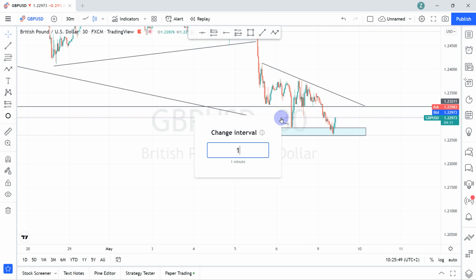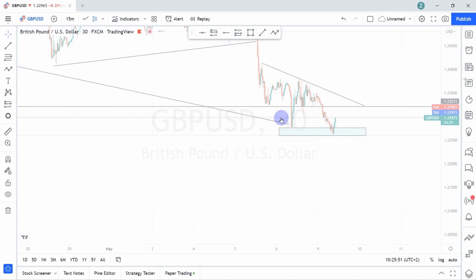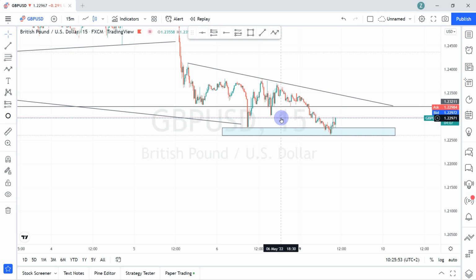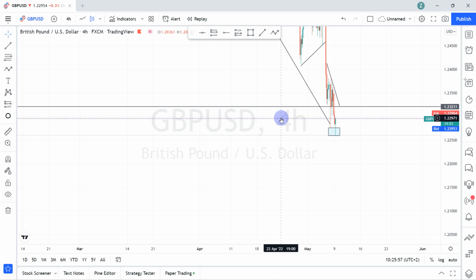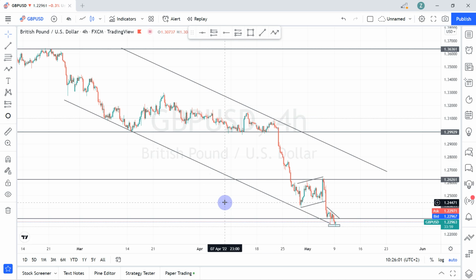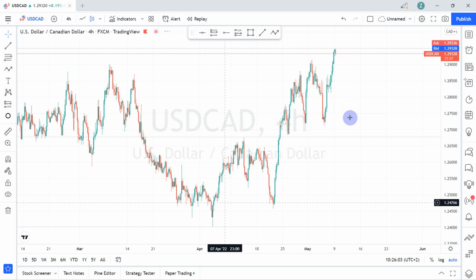So let's see on the 15-minute time frame. Okay, so now that we have our setup for the GBP USD, let's go to another pair, which is the US dollar CAD.